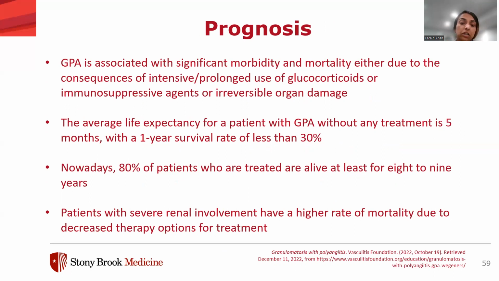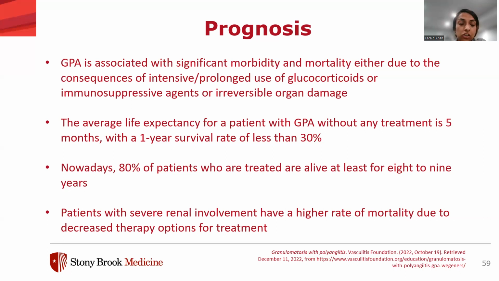So the average life expectancy for a patient with GPA without any treatment is 5 months, which isn't a long time, with a 1-year survival rate of less than 30%. But nowadays, because there are GPA guidelines and people are doing research on GPA, and there are established treatments, 80% of patients who are treated are alive for at least 8 to 9 years.